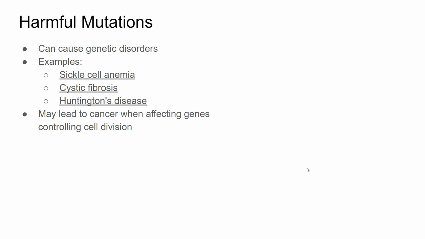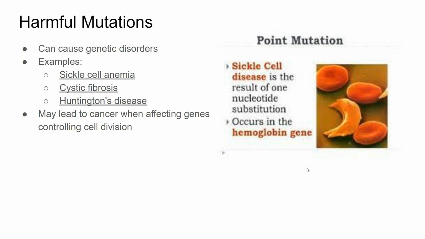So let's get into our harmful mutations. This can cause genetic disorders. Examples would be sickle cell anemia. This is where we have an irregular shape of the human blood cell. The red blood cell is responsible for transporting oxygen and nutrients to the body. So when you have an irregular shape, it's very difficult for oxygen to attach to that red blood cell. That, of course, would be a negative point because oxygen is used to transport and support the body systems. Cystic fibrosis is another genetic disorder as well as Huntington's disease.